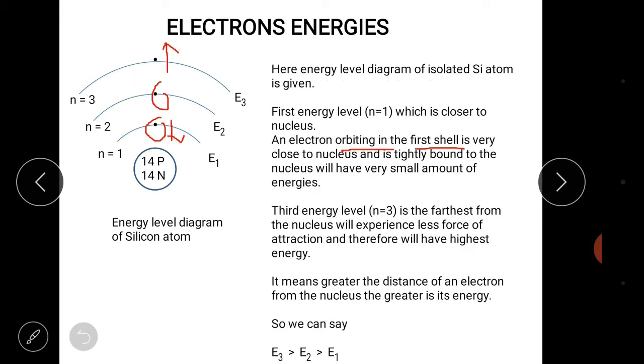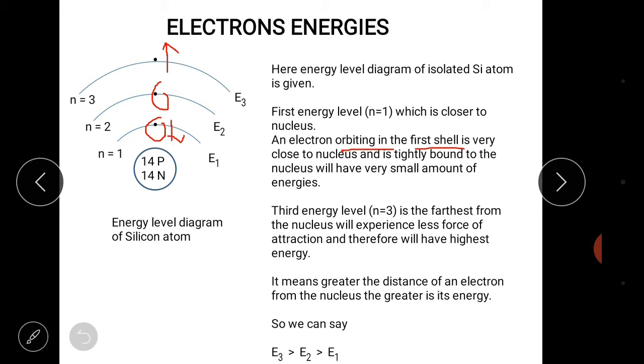Here the energy level diagram of an isolated silicon atom is given. The first energy level, that is n equals 1, is closer to the nucleus. An electron orbiting in the first shell is very close to the nucleus and is tightly bound to it. So it will have a very small amount of energy.